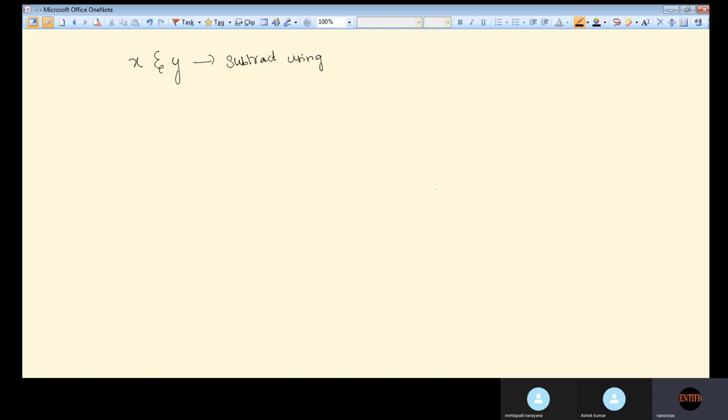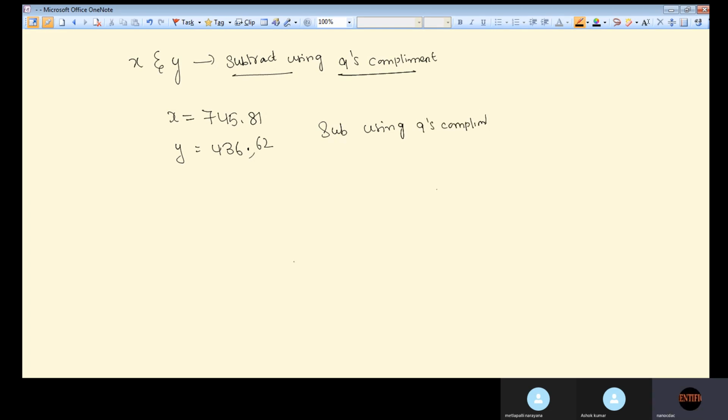Okay, I am giving two numbers. I am asking you to subtract using the nines complement method. So let us suppose x is equal to 745.81 and y is equal to 436.62. Now you have to subtract these two numbers using nines complement. How will you do this?